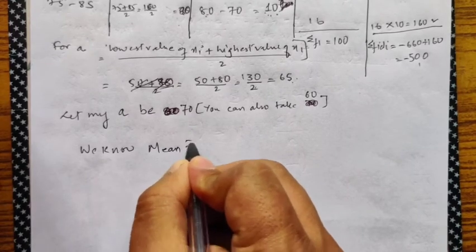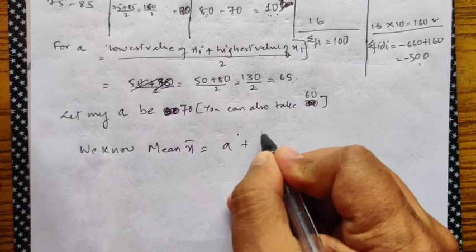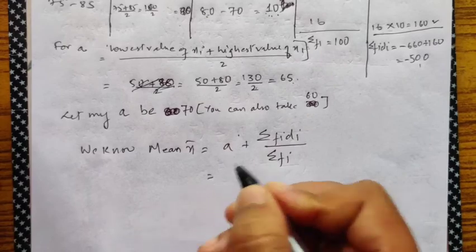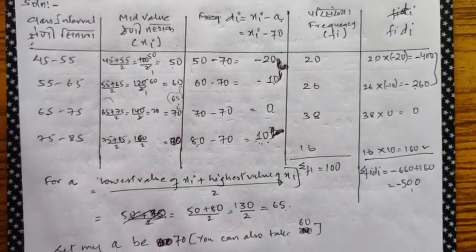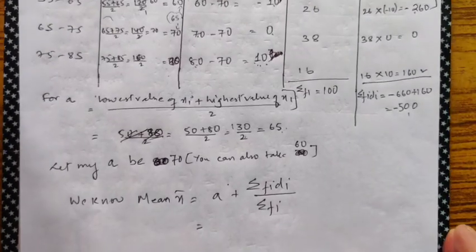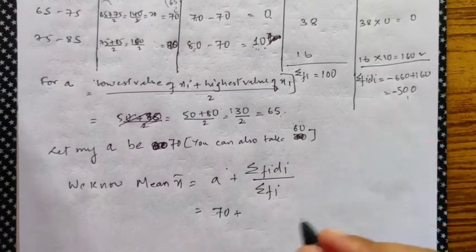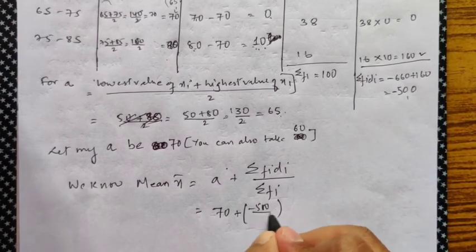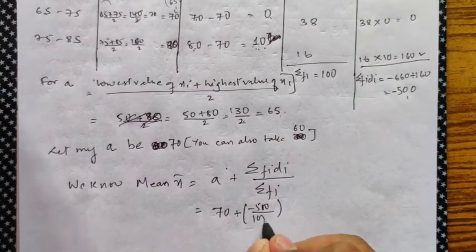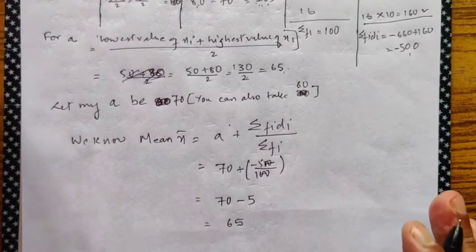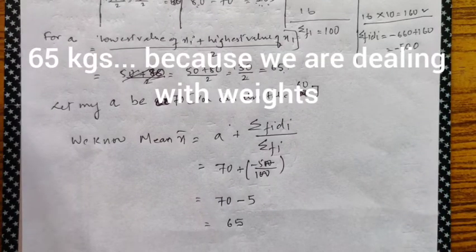We know mean x bar equals a plus summation fi di by summation fi. What's the value of a? A is 70. Let my a be 70. Summation fi di is minus 500. Summation fi is how much? 100. Plus into minus is minus, 2 zeros cancel. 70 minus 5 is 65. I believe I got 65 with the previous one also.